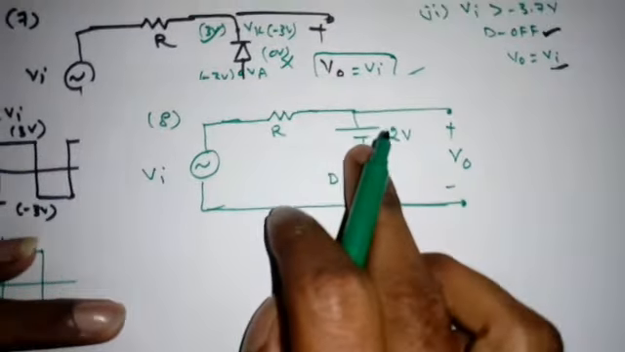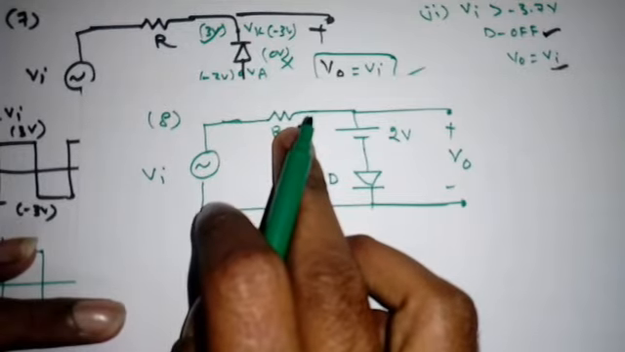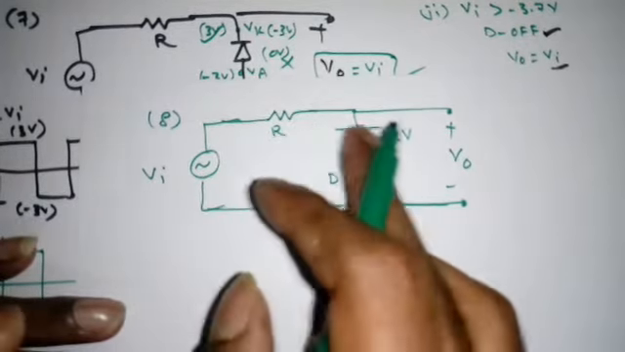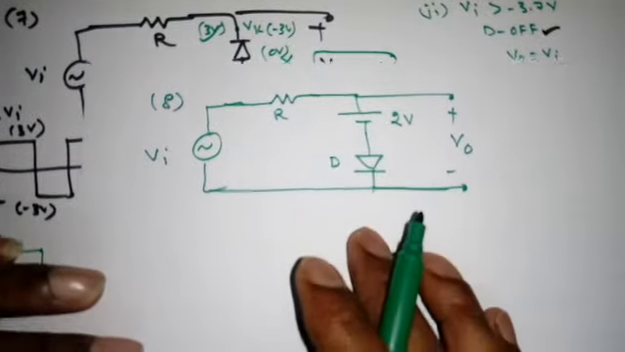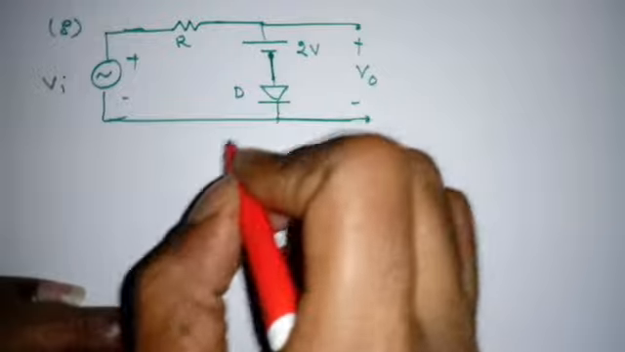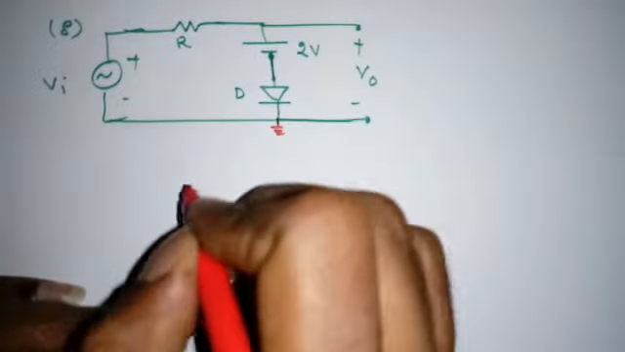I can place this battery in series with the resistor also. That will give the same operation, no change at all. So that also you can try on your own. Now first we need to find Va and Vk. So this is the reference point.